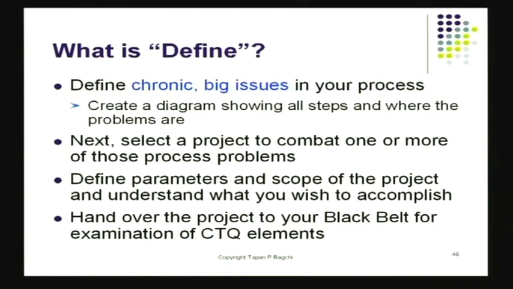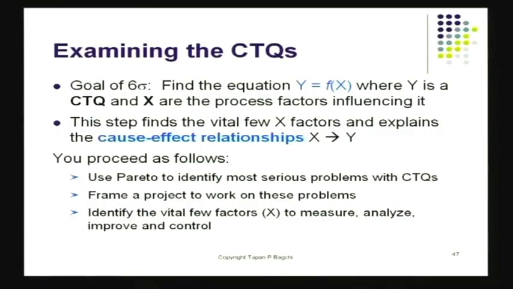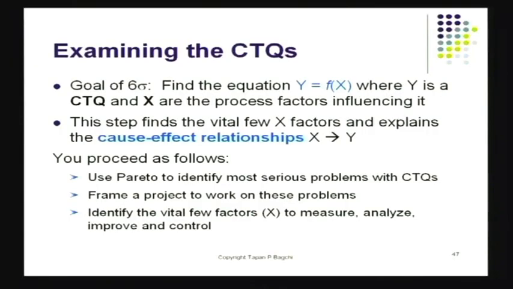And you've got to make sure, of course, you put your finger on the right CTQ. Your black belt should examine that to make sure that it actually is the right kind of CTQ that can now be attacked with a project there. Examine the CTQ. CTQs are those quality characteristics that really have an impact on customer satisfaction. So that is like your Y. Y is a CTQ, and X are those process factors that might be influencing that.